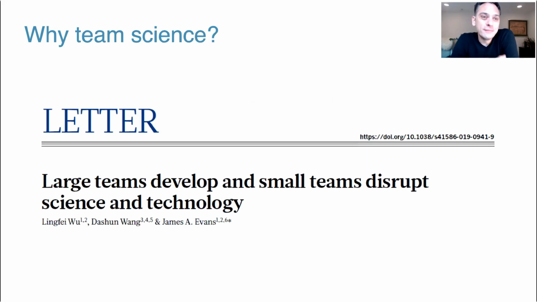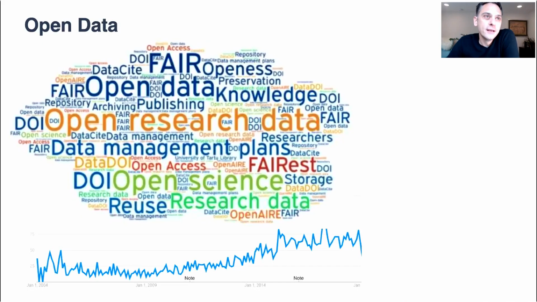Interestingly, though, a couple of years ago, there was a paper that came out that looked at the impact of different types of research. And what they found is that large teams tend to develop and smaller teams tend to disrupt. Most of the work that we do at Sage Bionetworks is in the large team component, which is working in large consortia, working together and enabling them. But I might talk a little bit about this disruption as well, when we're having individuals working and coming up with new ideas. And I'll talk specifically about an example of that.